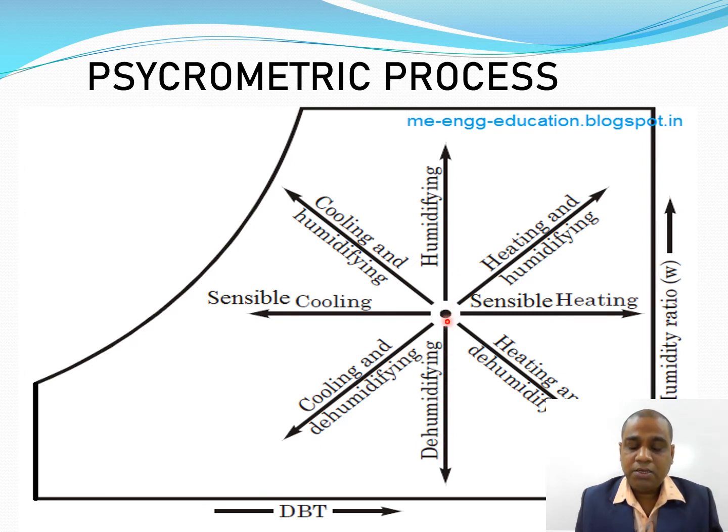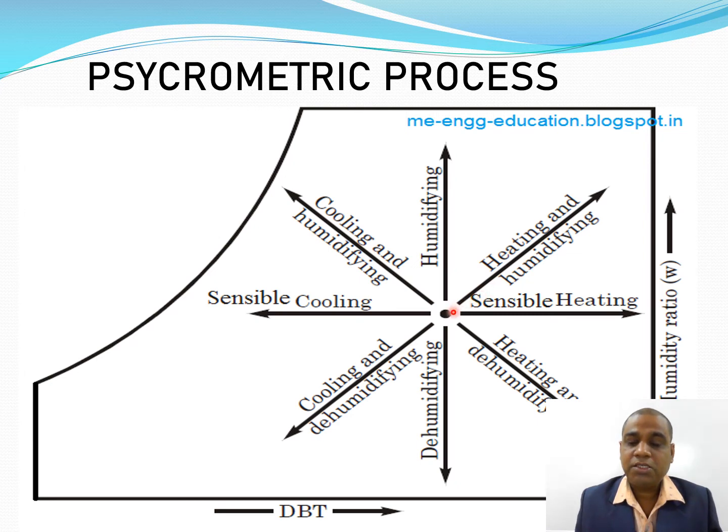And this line represents the dehumidification process. And the rest of the processes are a combination of two. In the northeast direction, suppose the properties of air move in a northeast direction, from this point to this point, that is heating and humidification, increasing the dry bulb temperature and also increasing the humidity, heating and humidifying.